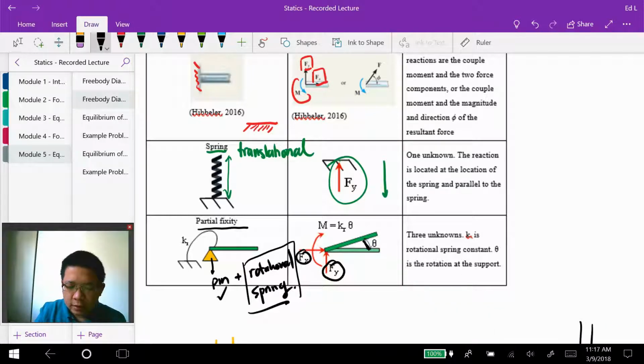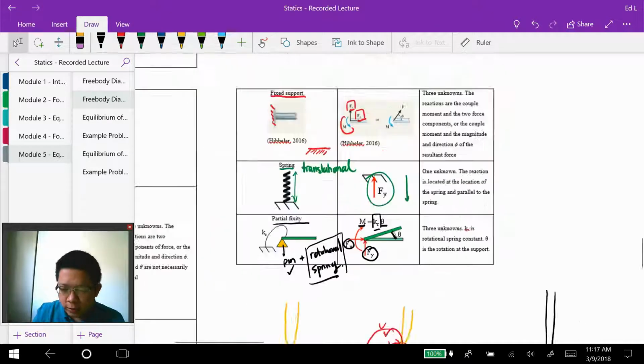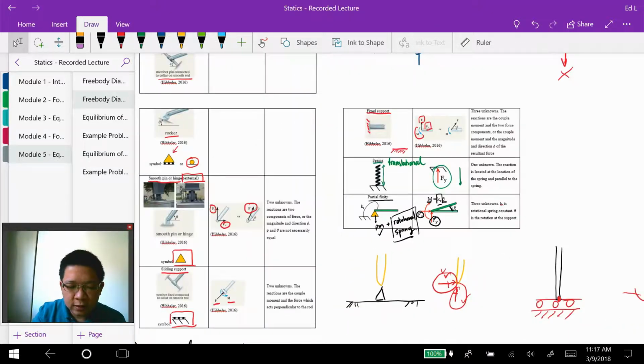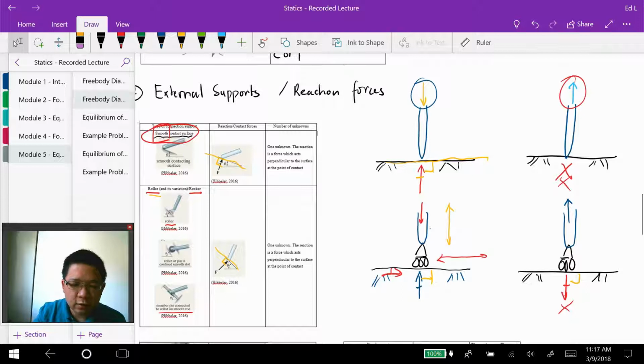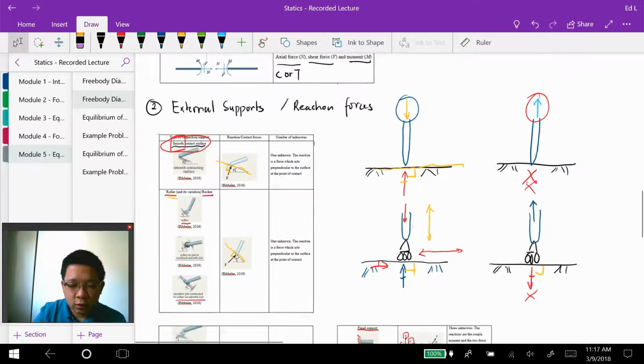In here, there's a relation between the moment and the rotational angle theta, and the moment and the rotational angle are related by Kr, where Kr is the rotational stiffness of the spring. So that's it for all the types of external support reactions that we will encounter in this course.